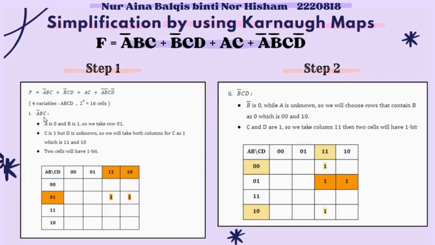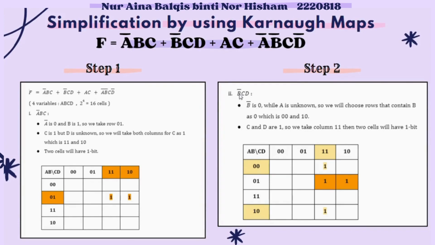Step 1 is we will start with A bar BC. A bar is 0 and B is 1. So we take row 0, 1. So we will highlight this line and then we will check for the columns. C is 1 but D is unknown. So C is 1, there are 2 possible, but D is unknown, so we will take both of them. So the 1 bit will enter in 2 cells. This one and this one.